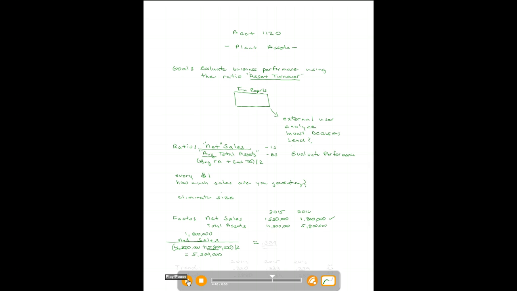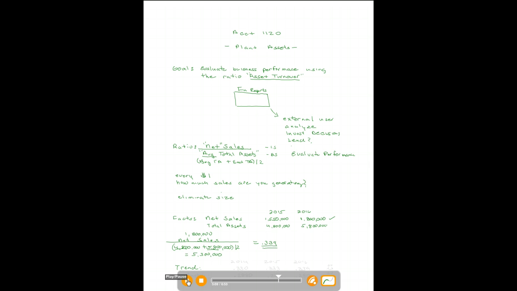That comes out to be 0.339. So what we're saying is for every dollar we have tied up in total assets, we're able to generate roughly 34 cents in sales. A ratio taken by itself is just where you are at a point in time. Where they really give an analytical advantage is when you can look at the trend.